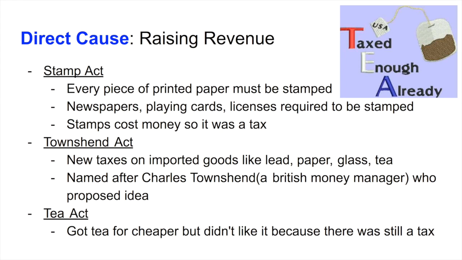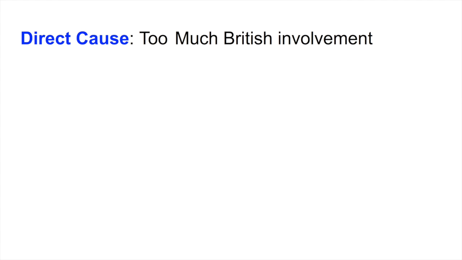That's where they get the name, a British money manager, and it's new taxes on imported goods like lead, paper, glass, and tea. And then the Tea Act, the colonists did get tea for cheaper, but they still didn't like it because their rights were being infringed upon with a tax. They were pretty mad, and they didn't know if Britain had this power, they could easily abuse it. So this is all raising revenue.